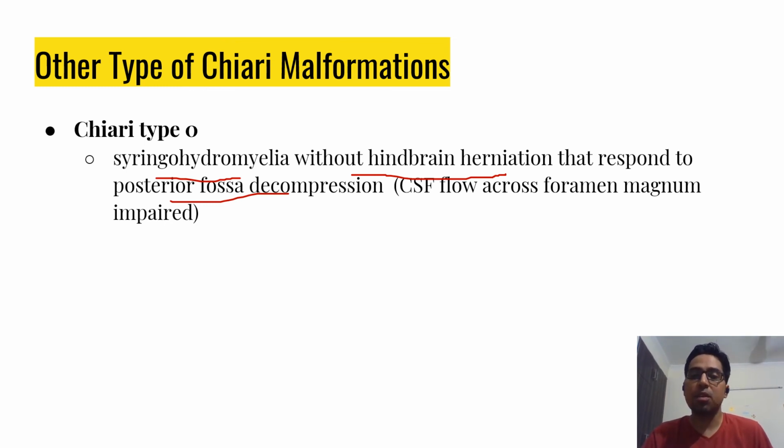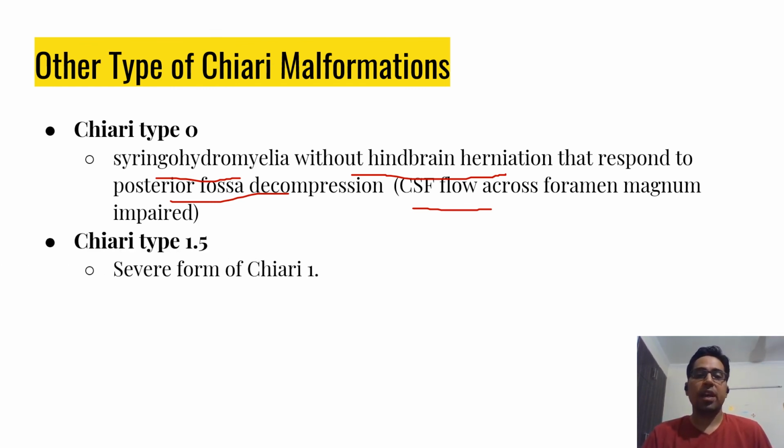That means there is some physiological defect in the CSF flow across the foramen magnum, but there is no MRI finding which suggests that there is any hindbrain or tonsillar herniation. But we can prove that there is an abnormality in CSF flow. While doing CSF flow studies in MRI, you will be able to prove that there is some problem with the CSF flow across the foramen magnum. And if I operate on this kind of patient by doing posterior fossa decompression, then these syrinxes will get relieved after the surgery.